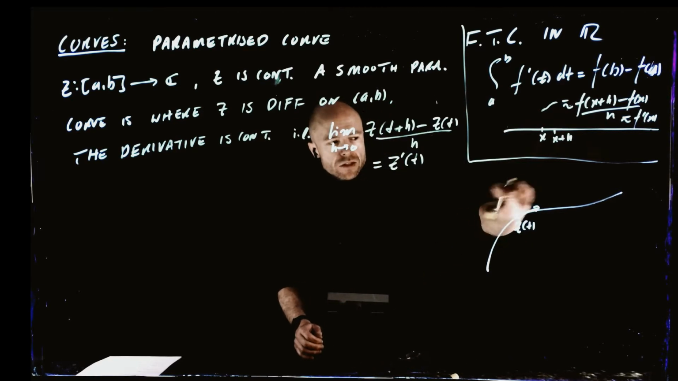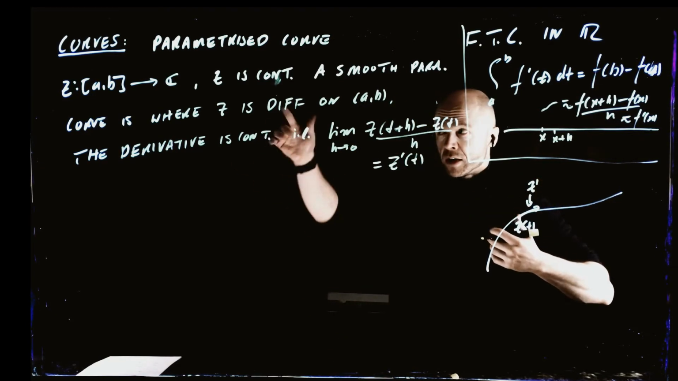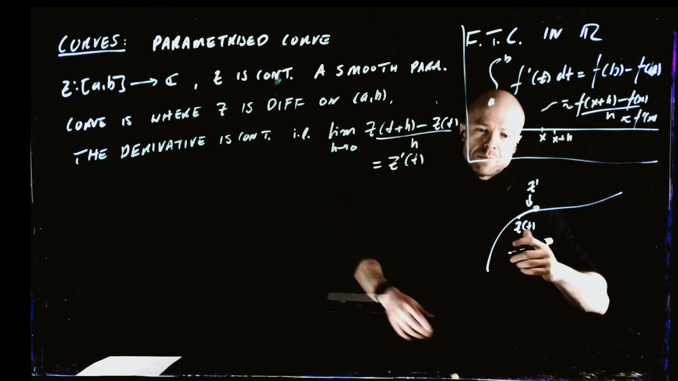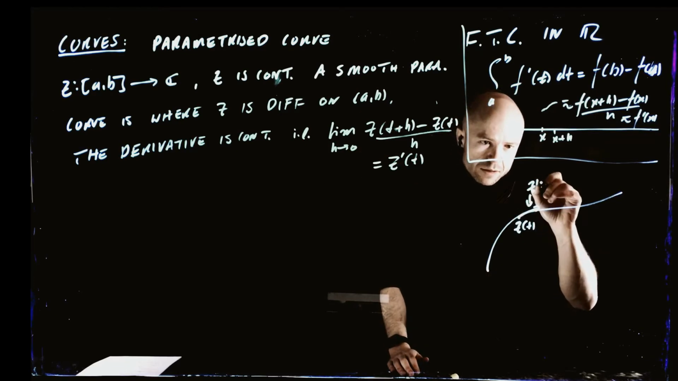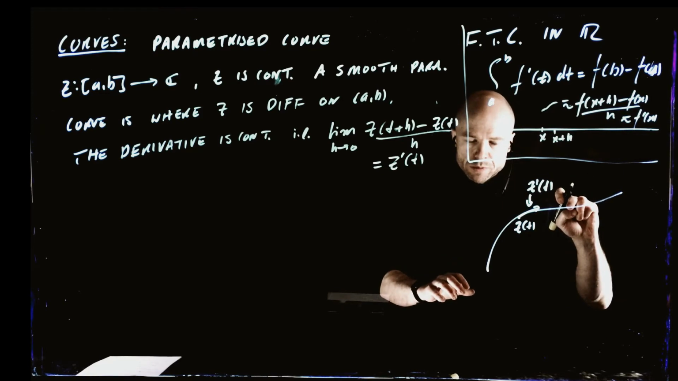So it's clear that this vector, when I say vector, I mean identifying complex numbers as members of R2, it's clear that this thing here is pointing along the direction of the curve if it's smooth.